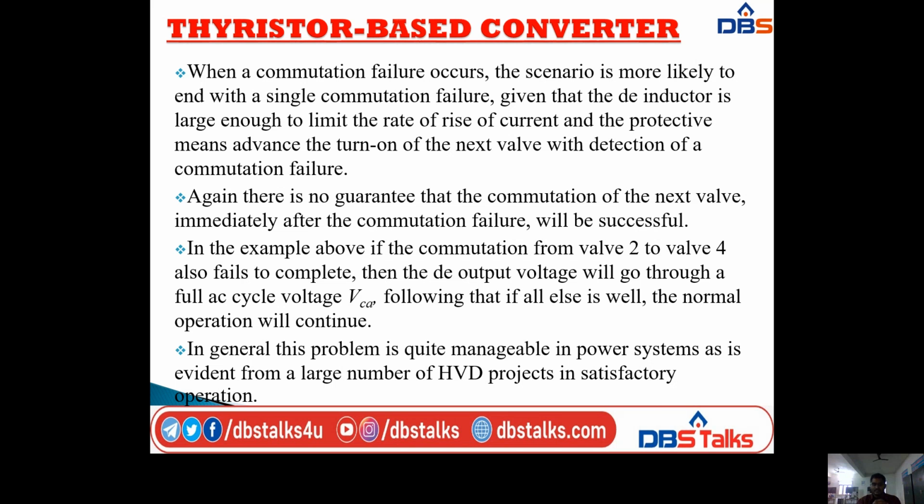Who knows? In the example above, if the commutation from valve 2 to valve 4 also fails to complete, then the DC output voltage will go through a full AC cycle of voltage VA. Following that, if all else is well, the normal operation will continue. Otherwise, it is a failed operation.